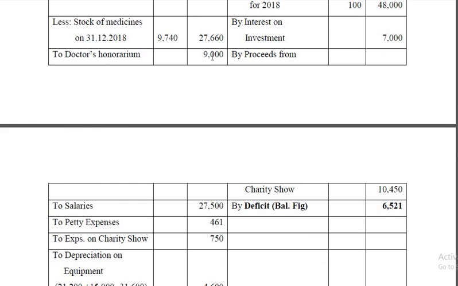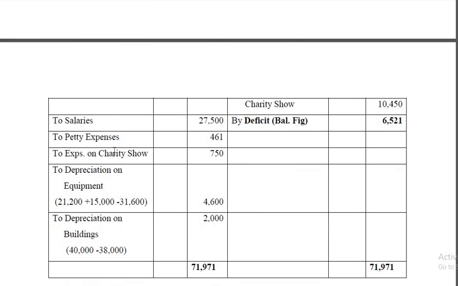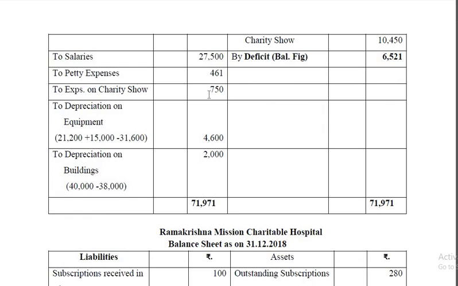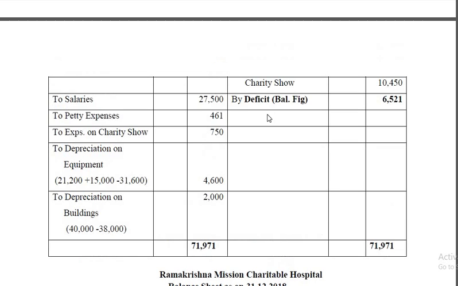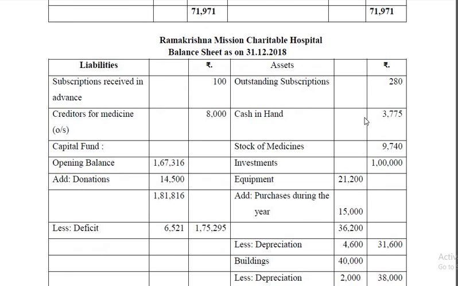Doctors honorarium 9,000. And salaries, petty expenses, expenses on charity show, these all will be debited. Depreciation on equipment, opening balance, add additions or purchases minus closing stock, we get the depreciation. Depreciation on building 40,000 minus 38,000, 2,000. So if you compare both the sides, the expenditure side is more than the income side. Therefore, there is deficit. In other words, excess of expenditure over income. So the value is 6,521. Come to the closing balance sheet.